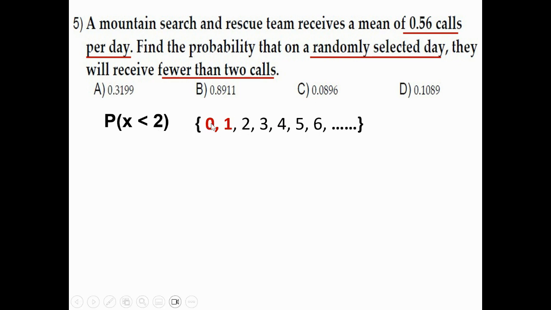Could I use PDF twice and take these two answers and add them? Yeah, I could. But a faster way is to use a Poisson CDF. It'll start adding the probability at 0, and it'll stop adding when I tell it to stop, after it adds the probability of 1. So mu is 0.56. That hasn't changed. The time interval hasn't changed. It's per day. I'm going to tell the calculator to stop adding at 1 after it gets the probability of 1. It'll automatically start at 0.